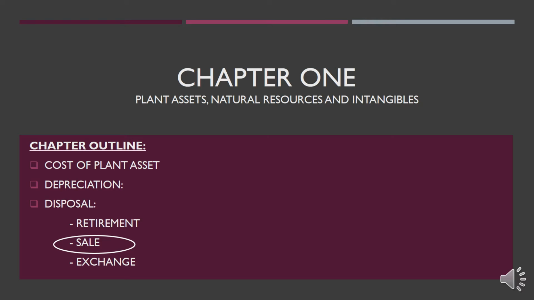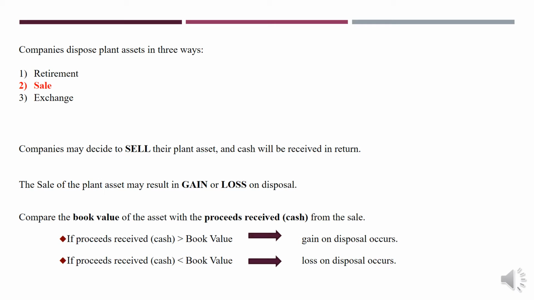In this part, we're going to talk about the disposal of a plant asset based on its sale. As previously explained, companies dispose of plant assets in three different ways. We already explained the retirement of a plant asset. Now we're going to talk about the sale, and we still have the exchange of a plant asset.